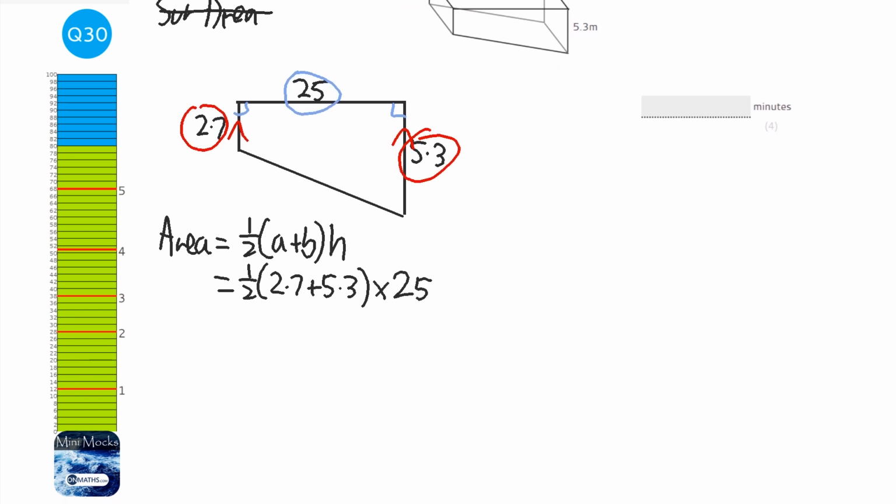Okay, so we'll crack our calculator out. 2.7... some of you will probably see this straight away. So the first bit comes out as 4 because halfway between 2.7 and 5.3 is 4, and then times 25 is going to be 100. So the area is 100 meters squared.